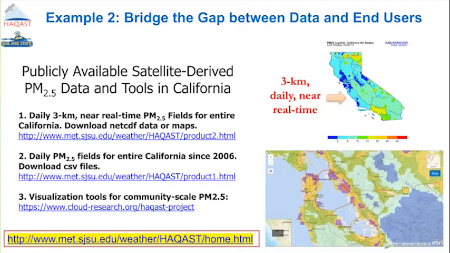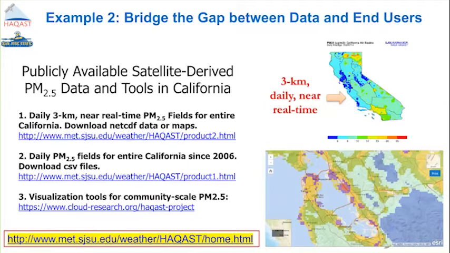Some of the keywords that I learned from our stakeholders is that they want to see high resolution, which is community scale. So far we can provide 3-kilometer resolution for the entire state of California. And we are working towards the next step, a future perspective, which is to provide 1-kilometer scale throughout the entire state of California.